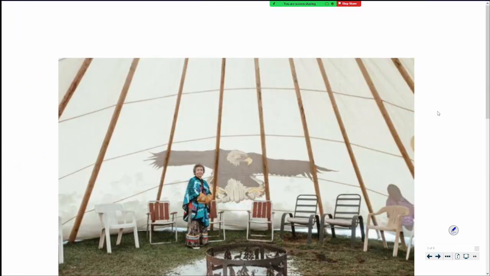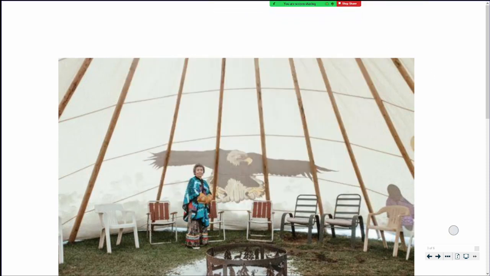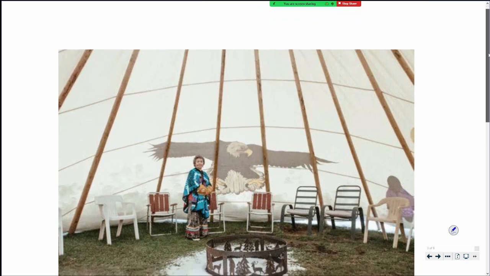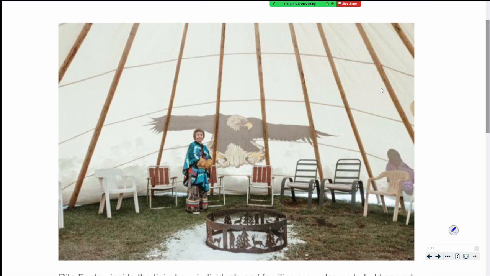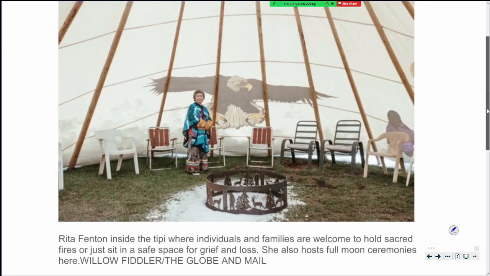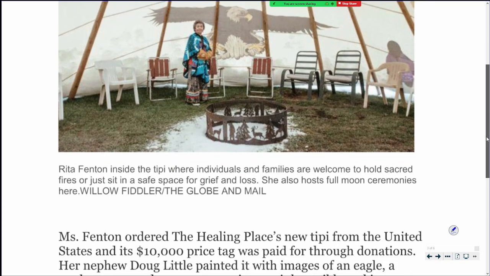And then there's some amazing photographs in this article. So there's another great shot. This is the inside of this 26-foot teepee. So it's got a nice, beautiful metal fire pit, some chairs. The caption reads, "Rita Fenton sits inside the teepee, where individuals and families are welcome to hold sacred fires or just sit in a safe place for grief and loss. She also hosts full moon ceremonies here."